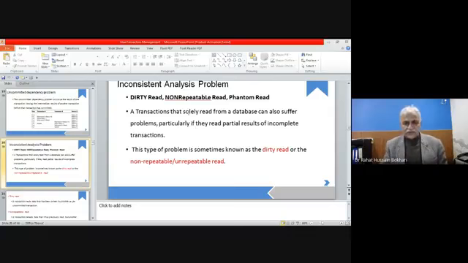So what had happened? A transaction that solely reads from a database can also suffer problems. What is the problem? Particularly if it reads partial results of incomplete transactions. The transaction is still not complete, and there were some intermediate results for that, because we have seen that for a single transaction there might be some sort of unit of actions, and the unit of actions may contain 2, 3, 4, 5, but we take it as a logical unit. Although these actions were being carried out, the data was accessed by another transaction. So that read is basically the dirty read.